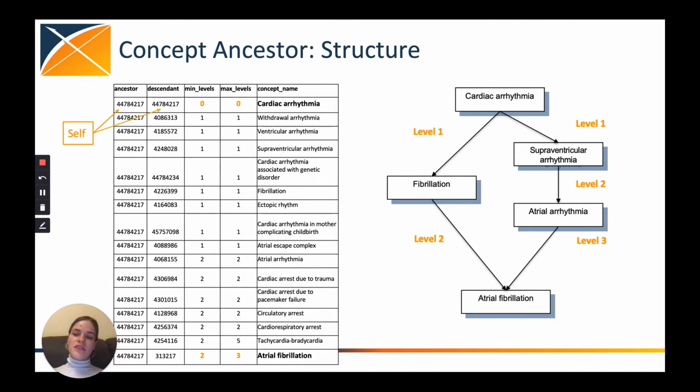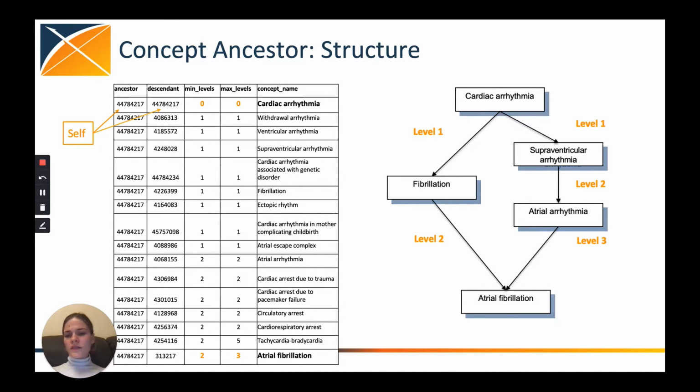So concept ancestor has the following columns. It's the ancestor concept ID, descendant concept ID, minimum levels of separation, maximum levels of separation. The first thing that you can see is that the concept is always linked to itself with the levels of separation equal to 0. So whenever you're looking for any standard concept, it will also be in the concept ancestor with the level of separation 0. It will also have other descendants if it's part of the hierarchy.